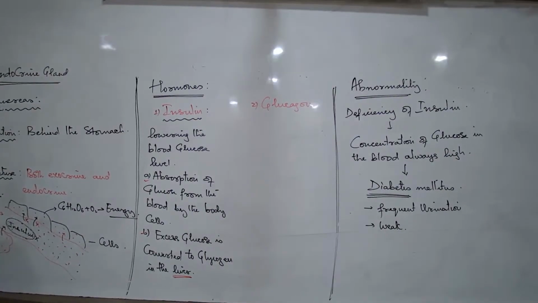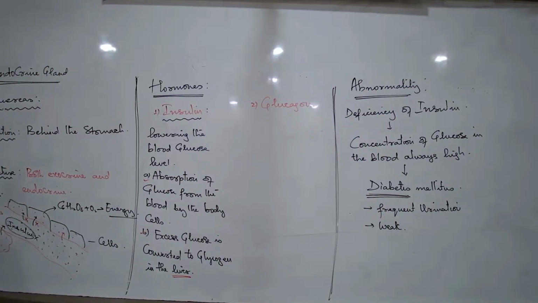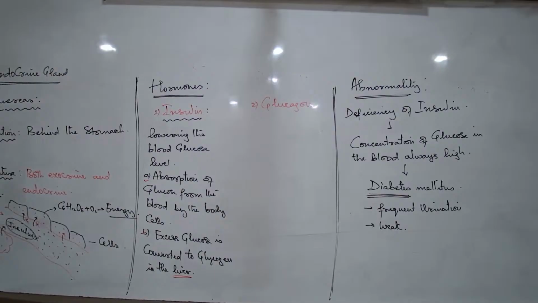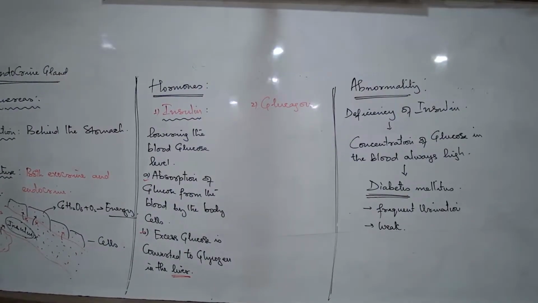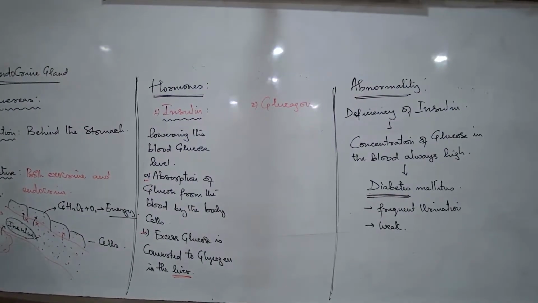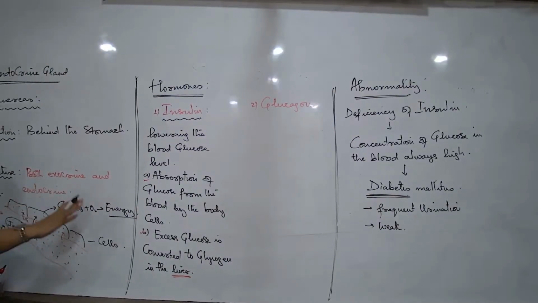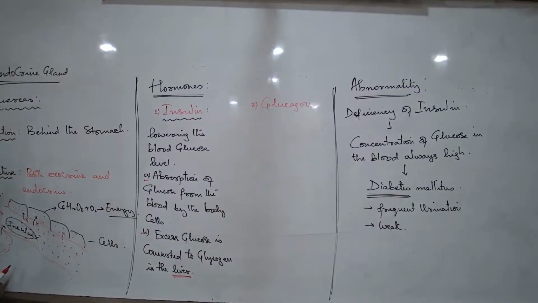So a person is suffering from extreme weight loss and frequent urination. What is the disorder he is suffering from? Diabetes mellitus. Which hormone is responsible for this disorder? Insulin. Deficiency of insulin hormone, responsible is insulin. Which gland? Pancreas. So this is the basic understanding when we talk about insulin. Normally what? And deficient what?